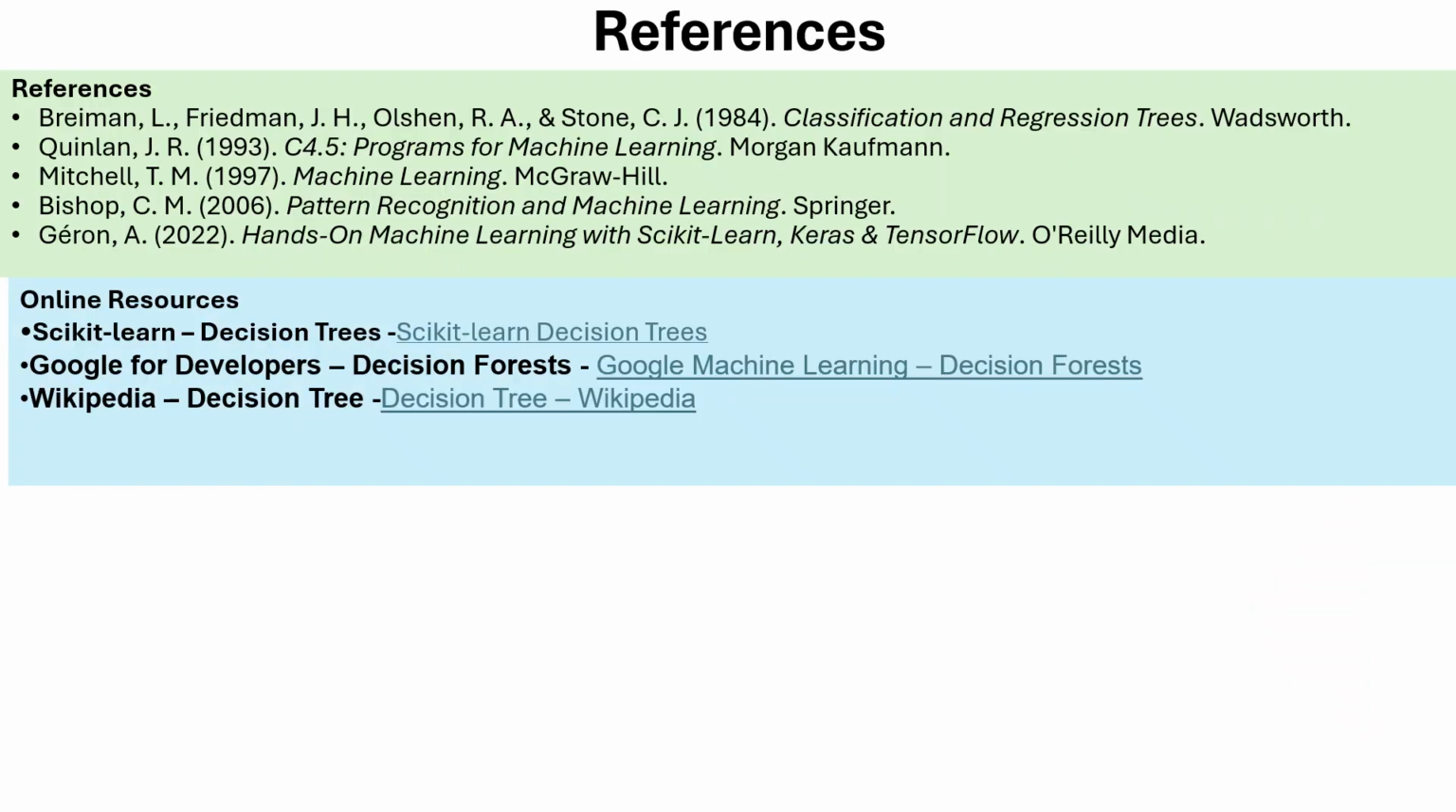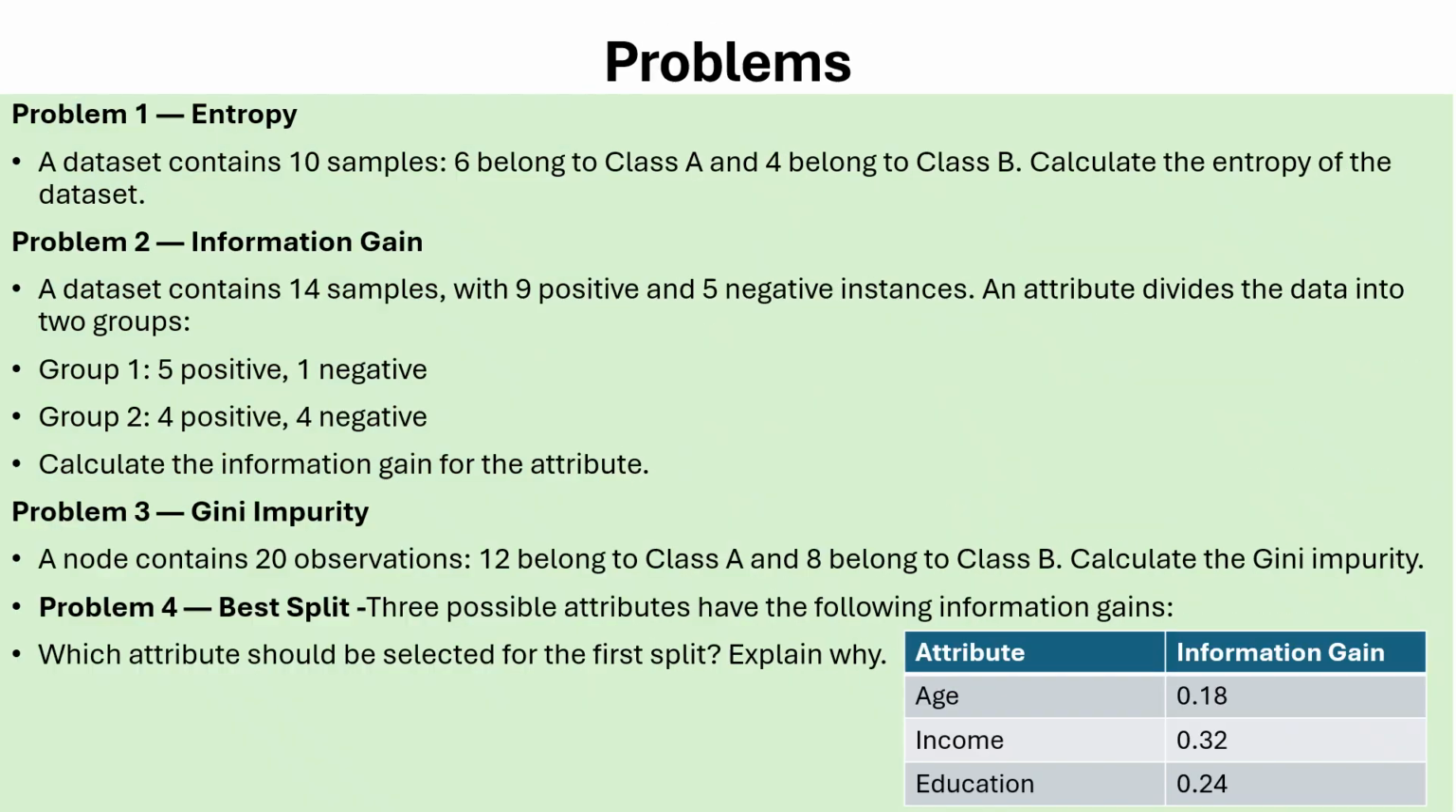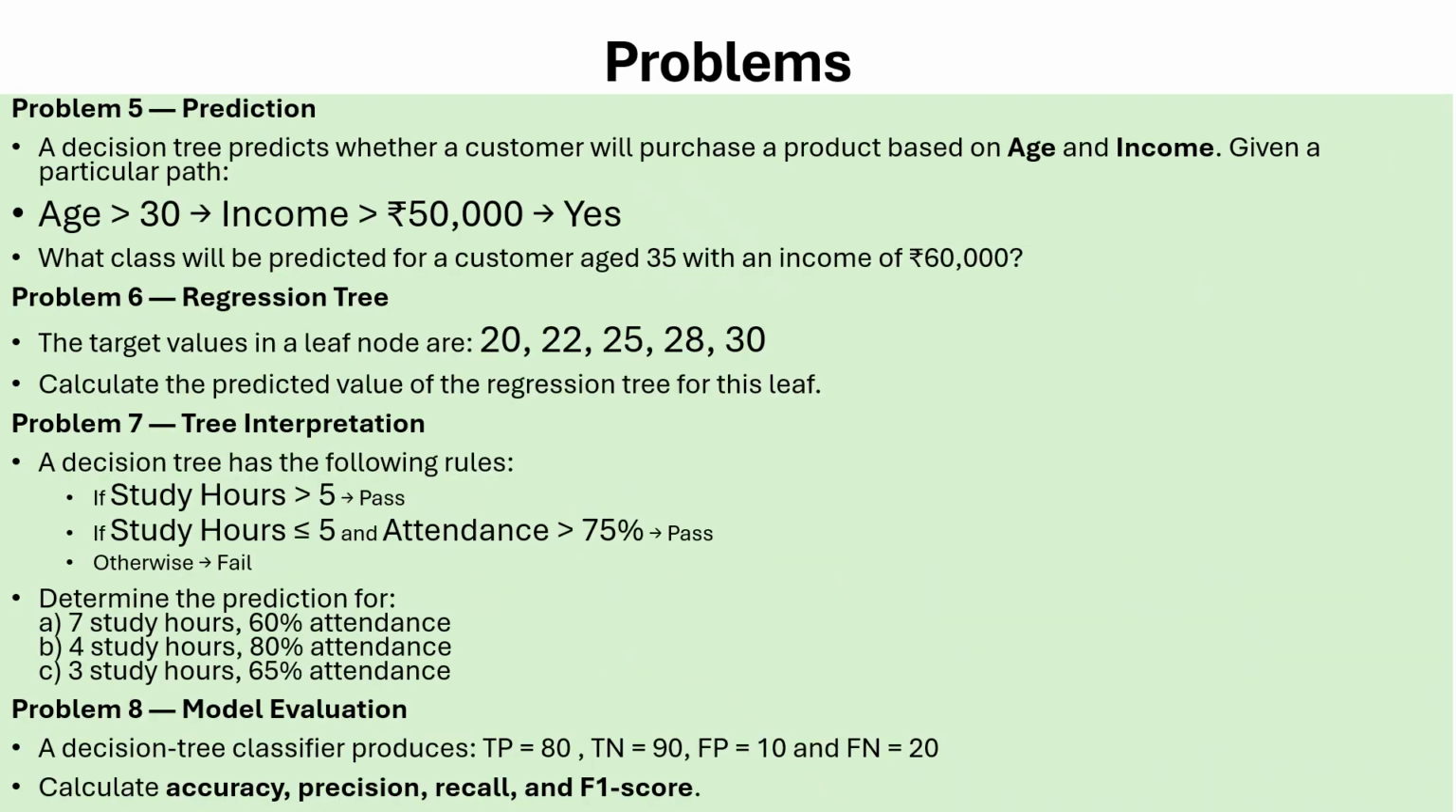So these are the references, both offline and online. These are short answer questions. I've given a number of problems here so that you can understand entropy, information gain, Gini impurity, best split, prediction, regression tree, tree interpretation, and model evaluation. Model evaluation we have not covered here, but we have already covered it in the model evaluation video, so please go look at that.